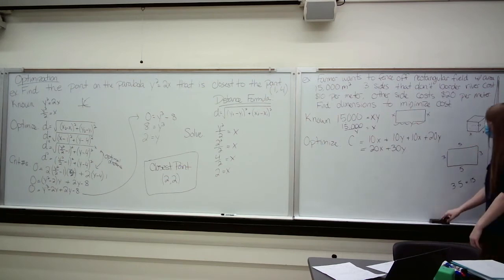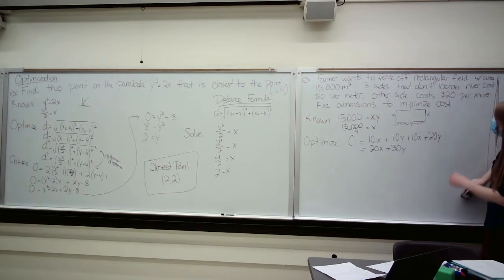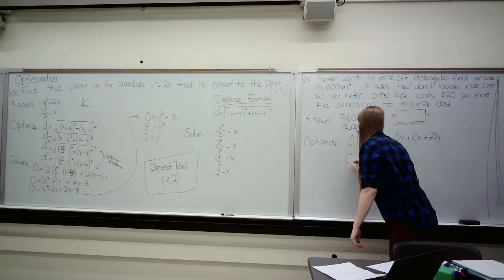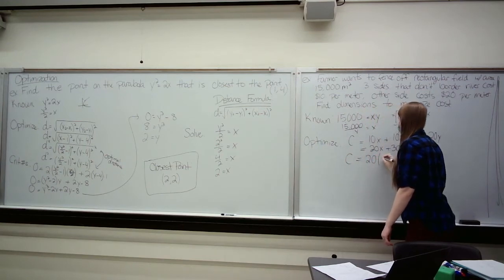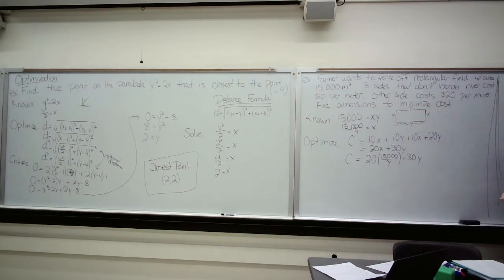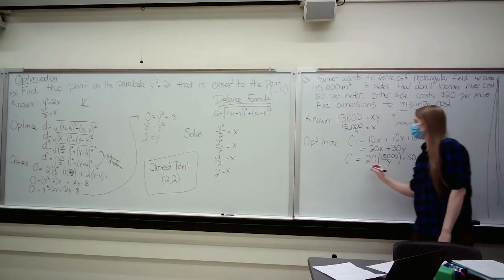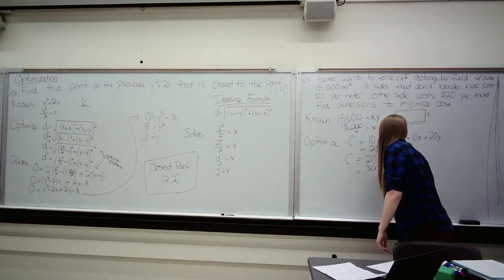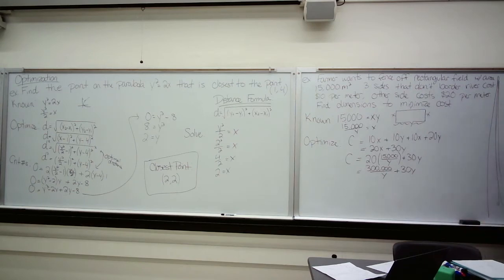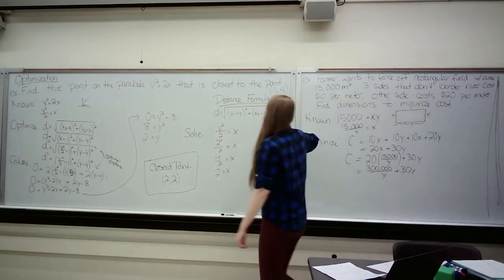You doing okay? Okay. So I have something for x, so now I can plug in. So C equals 20 times 15,000 over y plus 30y. Just to simplify, equals 300,000 over y plus 30y. I'm going to go over to this board, too. Am I okay to erase on this board?